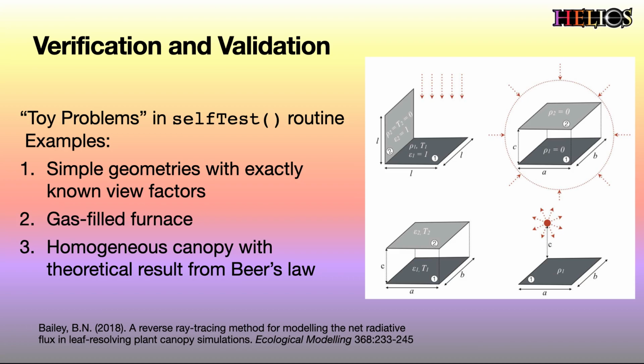Now, the strength of this is that we know what the correct answer is, so we can check against that. But the downside is that they're still fairly simple example problems. So this is more of a verification than a validation, because it doesn't really say how well we're able to, for example, represent radiation transfer in a complex vegetative canopy.